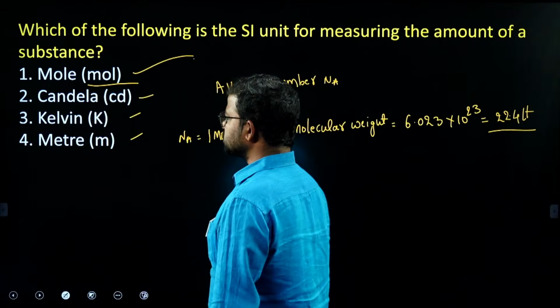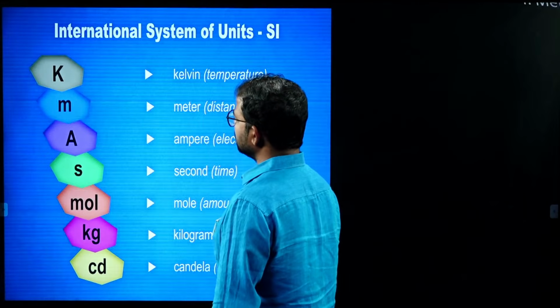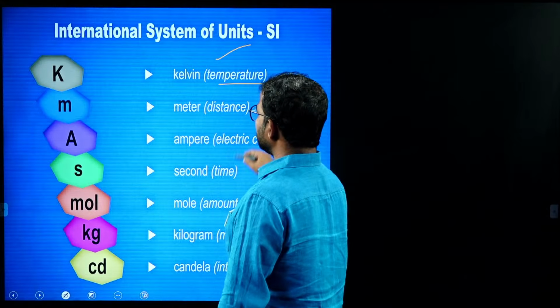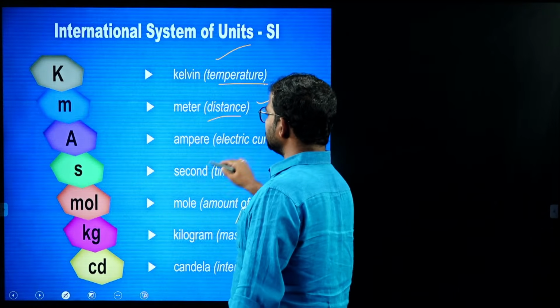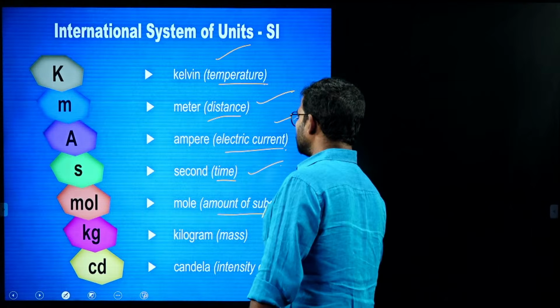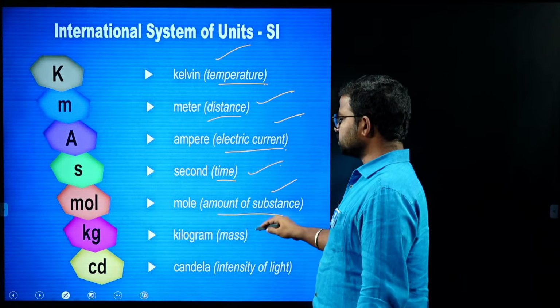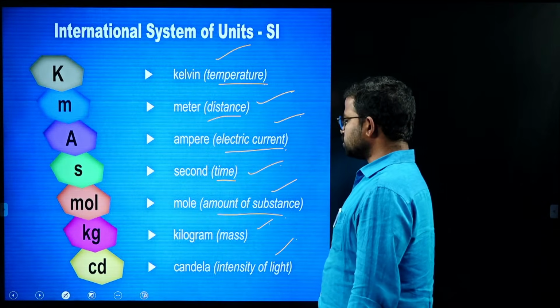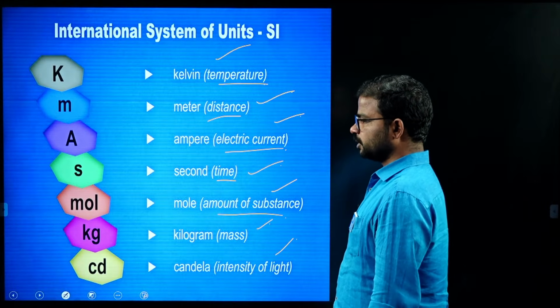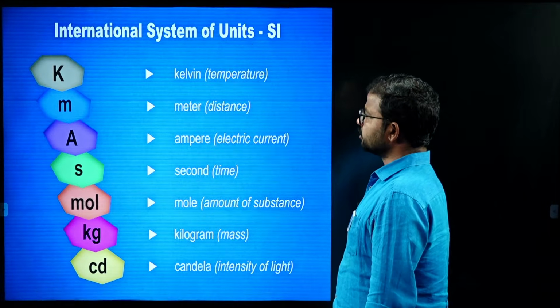What about the remaining ones? Candela, Kelvin, meter. If you consider Kelvin, guys, this is the SI unit of temperature. Next, distance, mostly meter. Next, electric current, ampere. Time, seconds. Amount of substance, mole. Mass, kilograms. Intensity of light, candela.